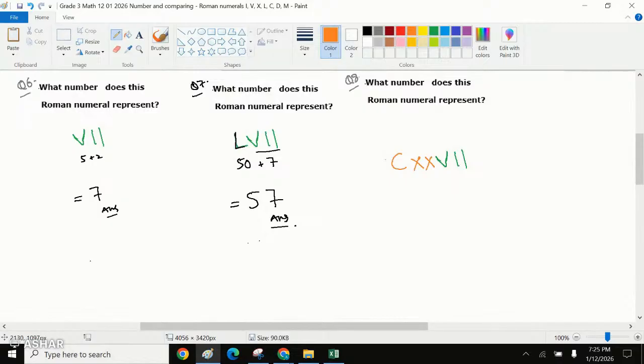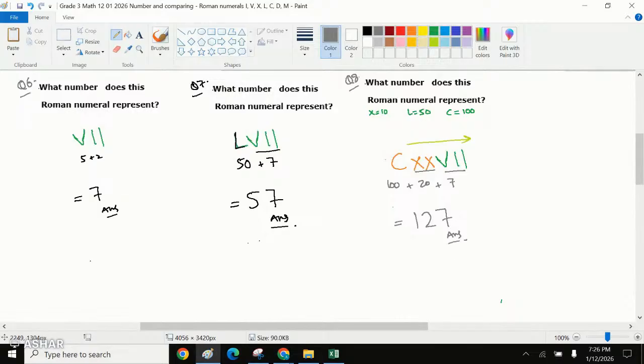Let's look at question number 8. We should remember that X represents 10, L represents 50, and C represents 100, right? All these numbers are after 100. Nothing is before 100, right? So can I say 100, plus 20, plus this, plus 7? 127 is our final answer.